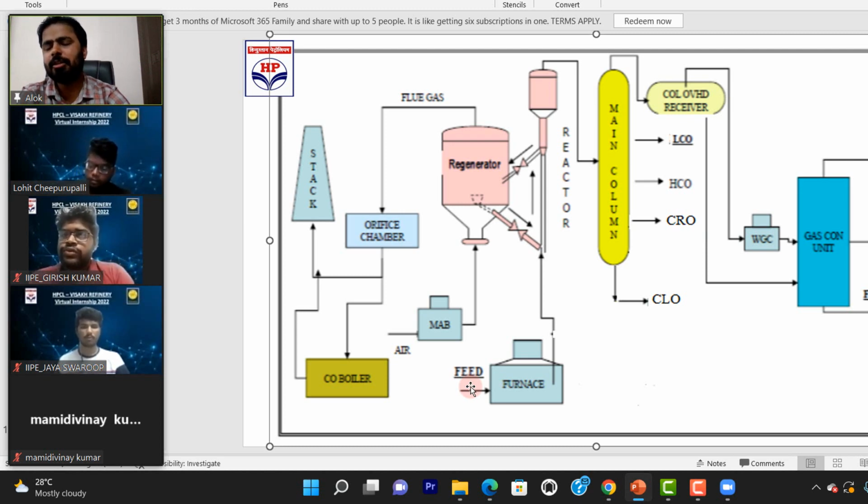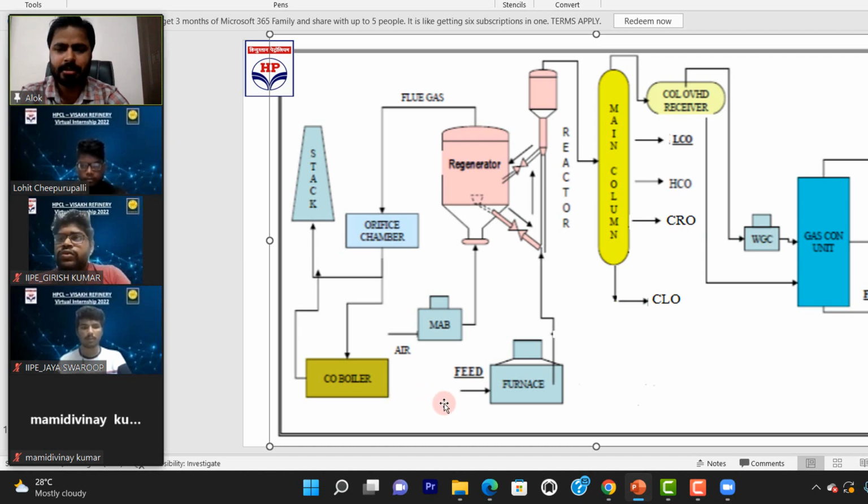We can run the unit with the cold feed, but with hot feed it is very difficult for us to sustain. So as a blend we operate: we take hot feed and cold feed, and the feed temperature we maintain between 100 to 155 degrees Celsius. That 150 degrees Celsius feed goes to the feed preheat exchangers.